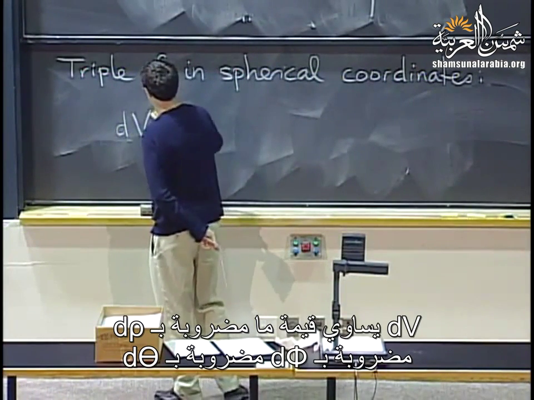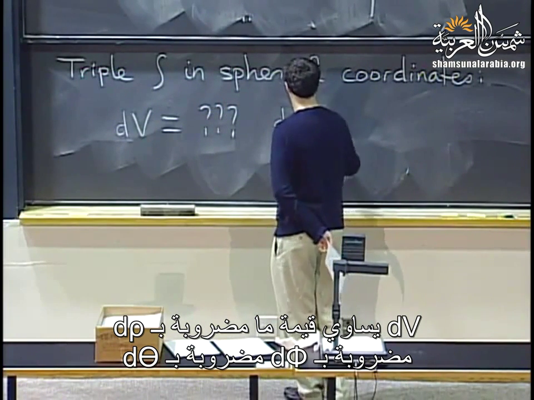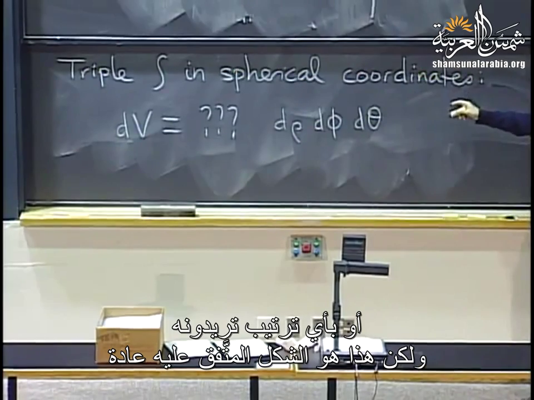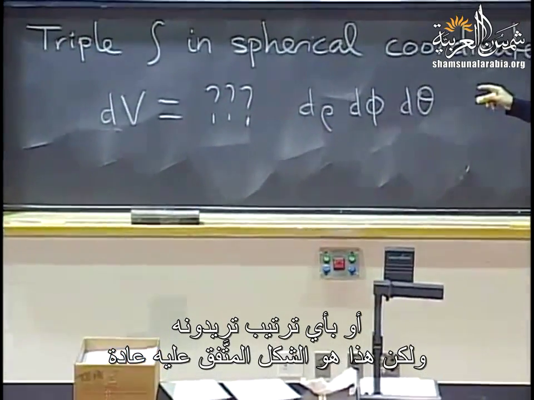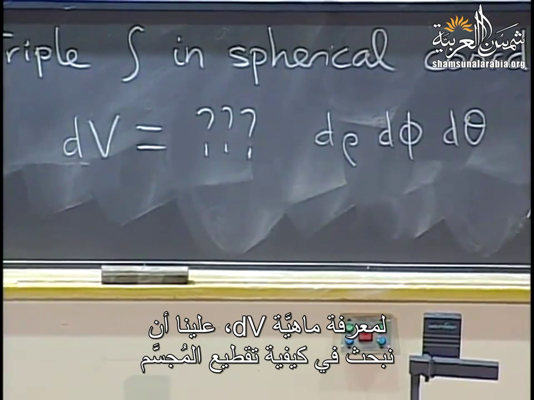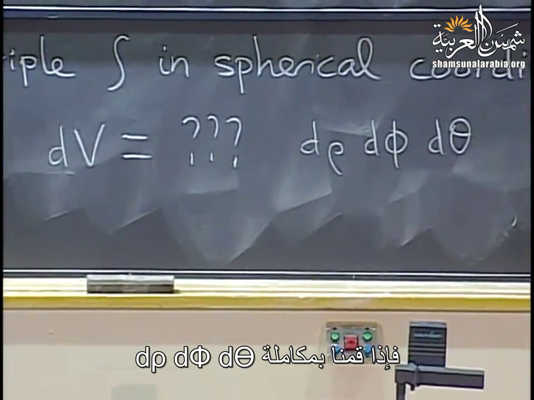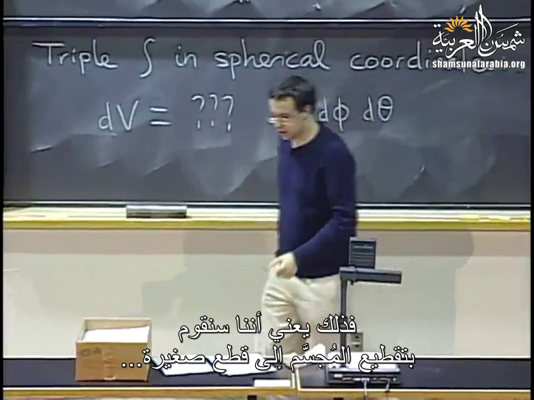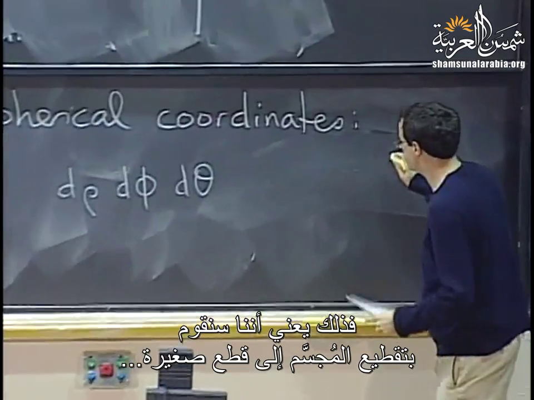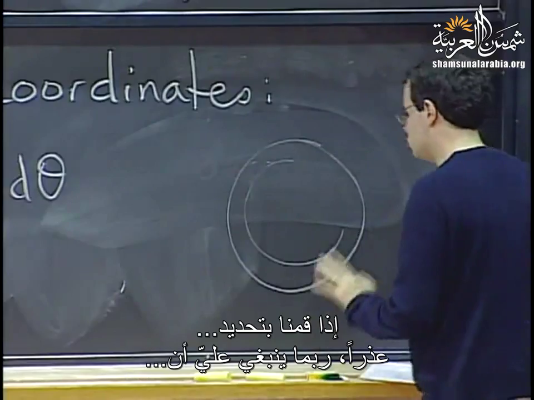Okay, so dV will be something d rho, d phi, d theta, or in any order that you want, but this one is usually the most convenient. So to find out what it is, we should look at how we're going to be slicing things now. If you integrate d rho, d phi, d theta, it means that you're actually slicing your solid into little pieces.